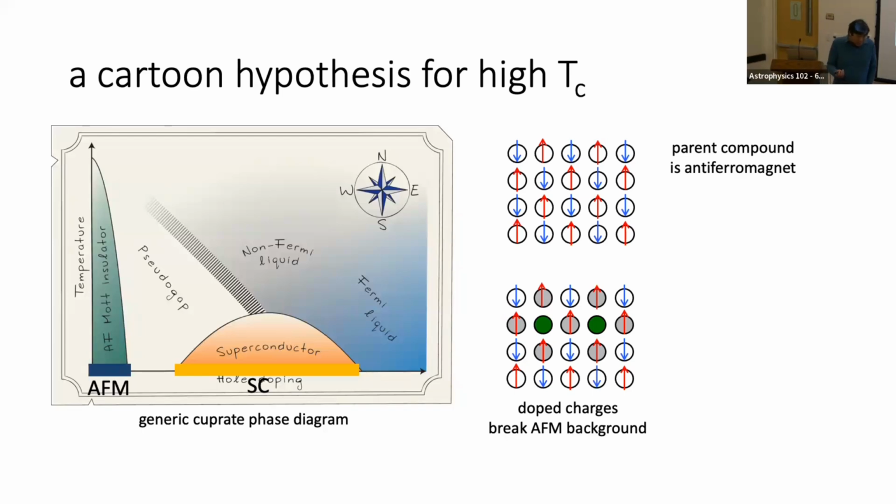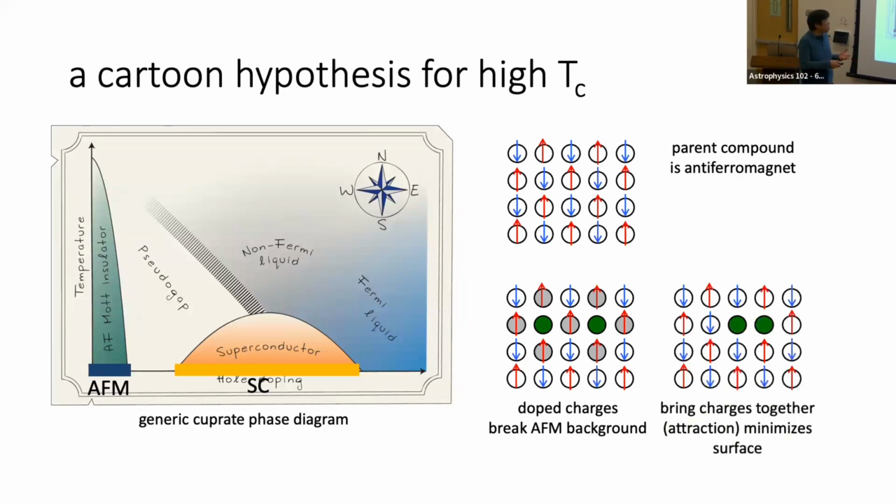And then just in the same way that when you stick oil into water, the oil will like to stick together to minimize the surface area so it doesn't break so many of the water-water interactions, it seems natural that if the charges come together, they minimize the disruption of the antiferromagnetic background. So it sounds plausible, right? Perhaps this is what's going on. But this is just really a cartoon, right? This is not a theory.